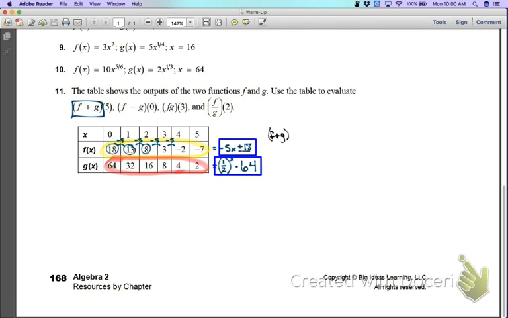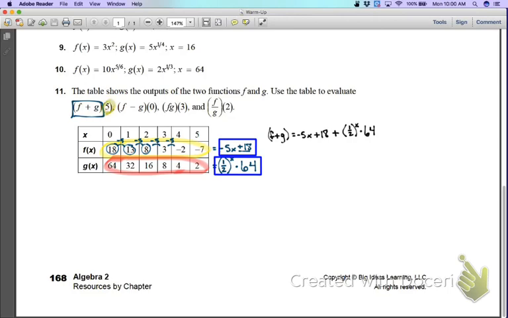So if I have f plus g, and I'm going to add these two together, I'm going to have negative 5x plus 18 plus 1/2 to the x power times 64. Nothing can combine. So then it just becomes plugging in a 5 for each value.